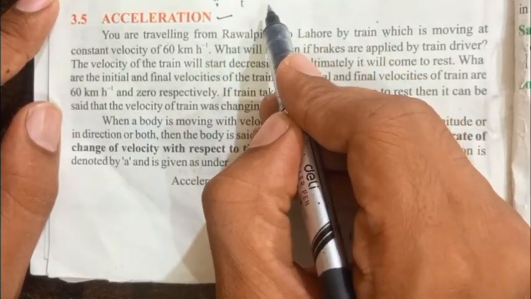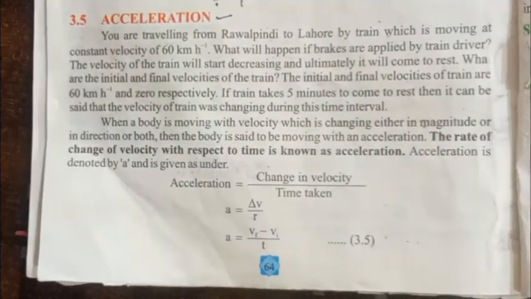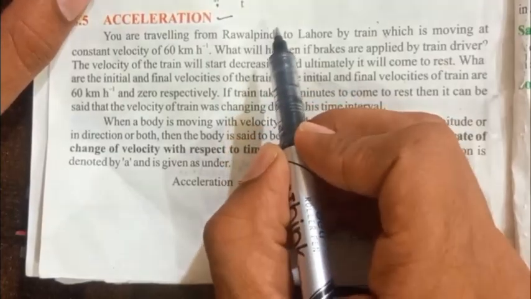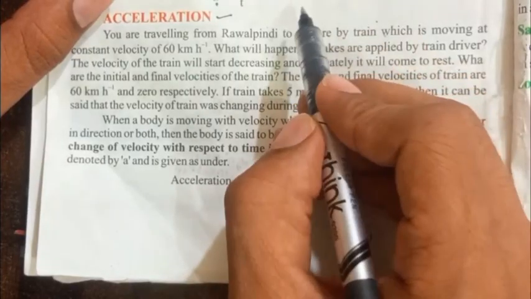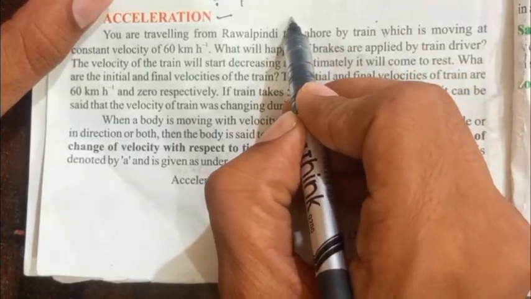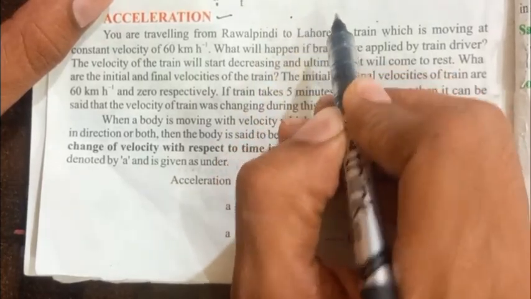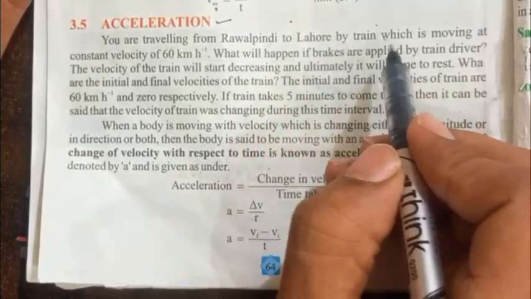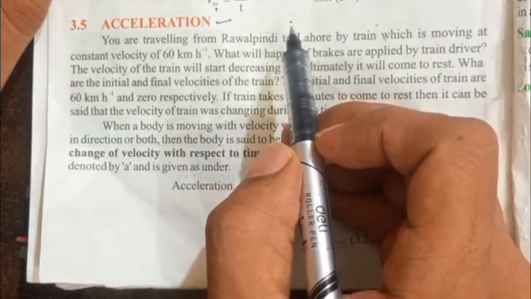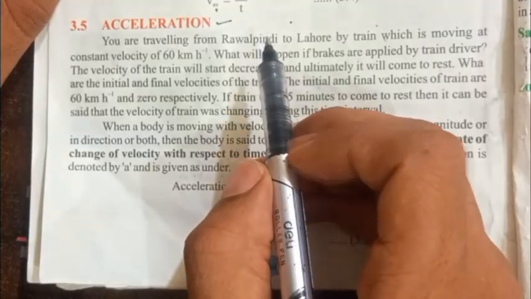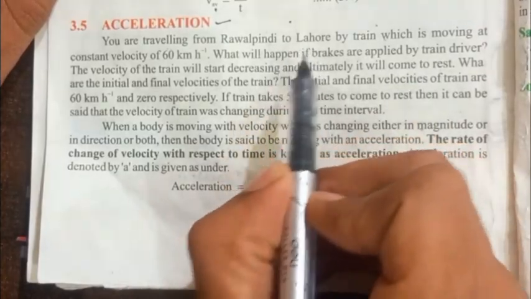Suppose you are racing with your friend, and your friend is moving ahead of you, so you will increase your bike's speed by pressing the accelerator. The velocity of your bike will increase within some seconds. Within 10 seconds the speed of your bike will increase, and then you will cross your friend. Similarly, in a car, you will press the accelerator and increase the velocity. Here the velocity changes with respect to time, which is the rate of change of velocity.